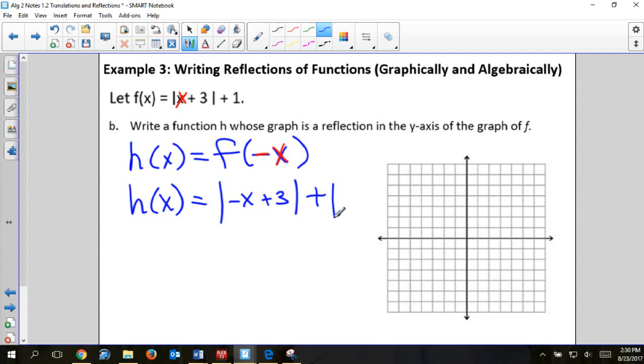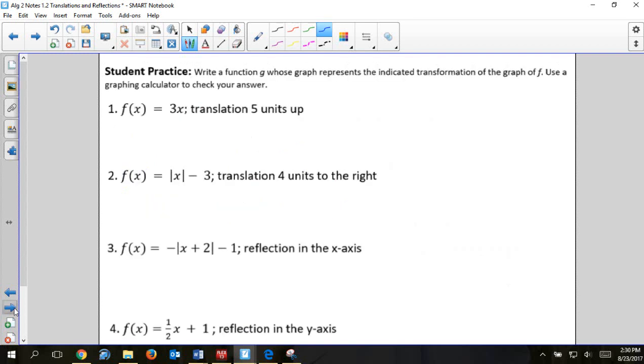Okay, there are 4 of them at the bottom that say student practice. I'll give you about 1 minute to try any or all of those. Then we'll go over them. What's the name of the function? G of x.